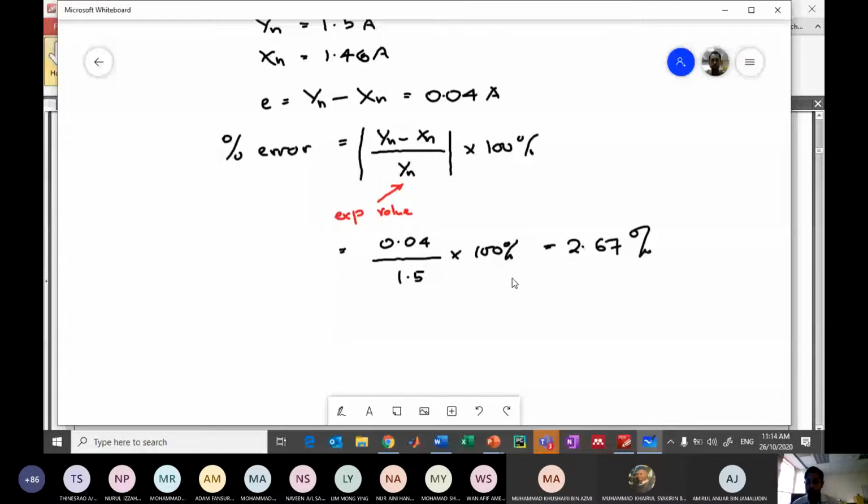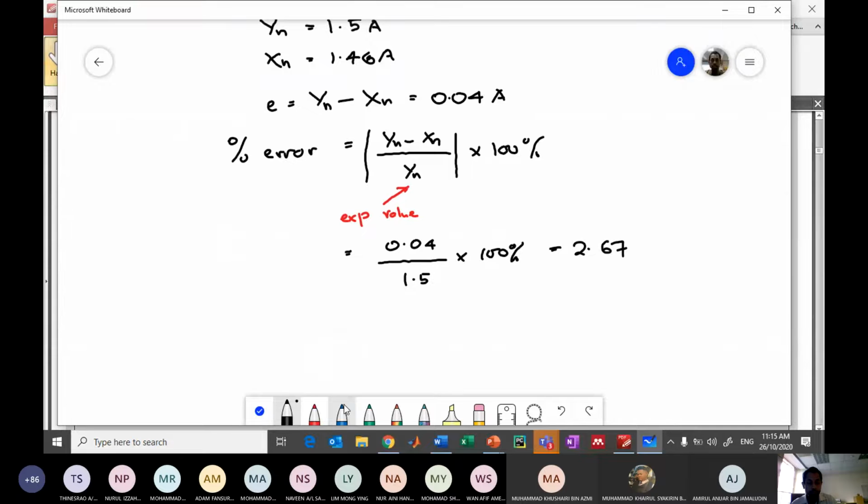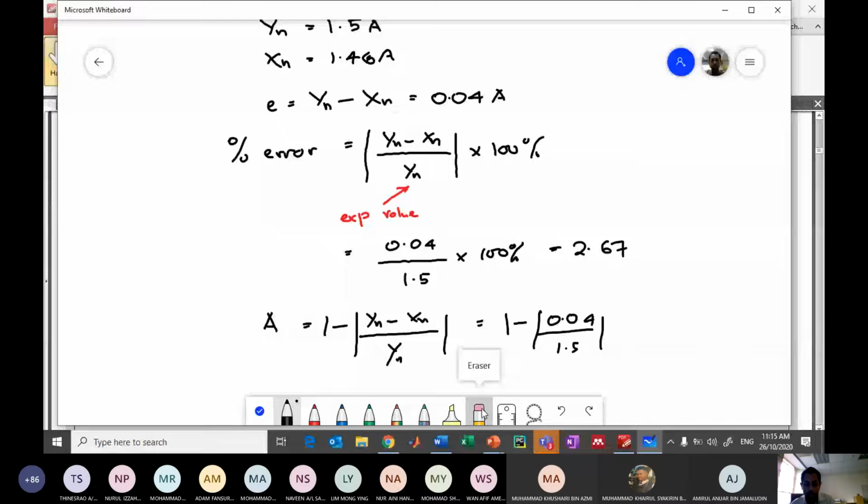Okay. So now we want to calculate the relative accuracy. So relative accuracy is capital A. So capital A is given as 1 minus the value on top here, 1 minus Yn minus Xn divided by Yn. So we have is going to be equal to 1 minus the modulus of 0.04 divided by 1.5. So the answer is going to be 0.973. Okay, this is more accurate than the answer given in the solution part. So this one is percent.